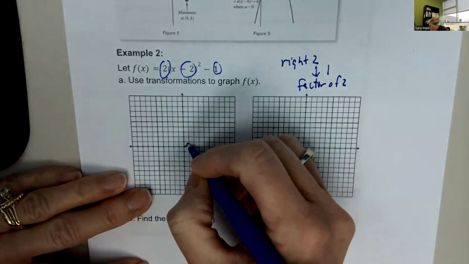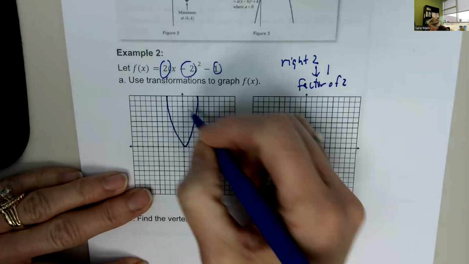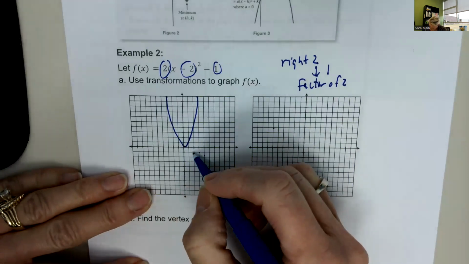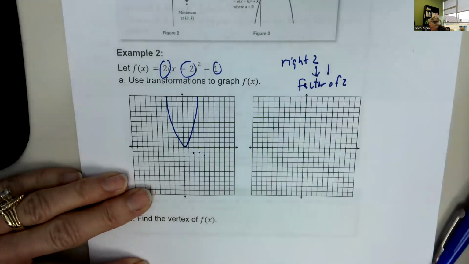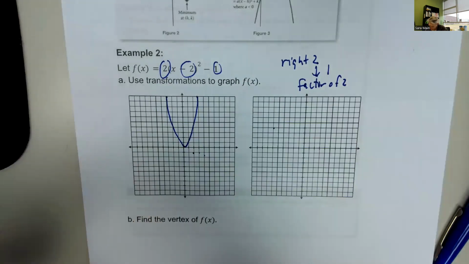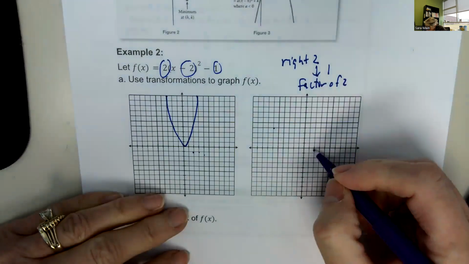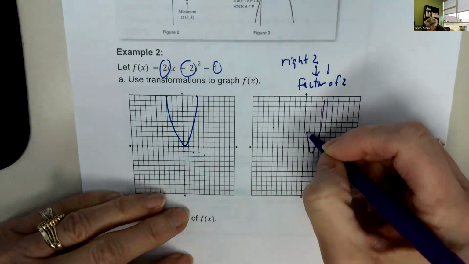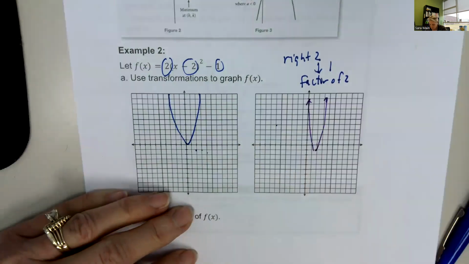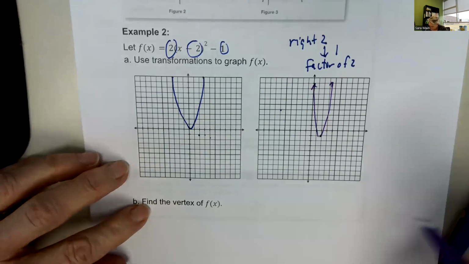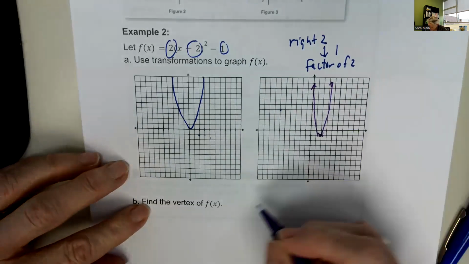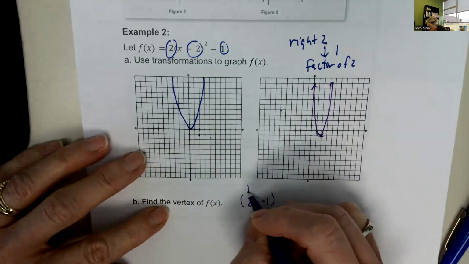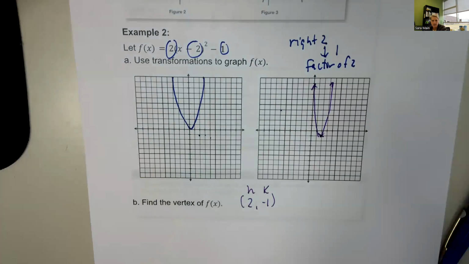So we're going to go from this graph, shift it right 2 and down 1. It should go from here, 1, 2, and down 1, and then it's going to be a little bit skinnier because of the factor of 2 being multiplied. And then our vertex is going to be at (2, -1). That's our h and k.